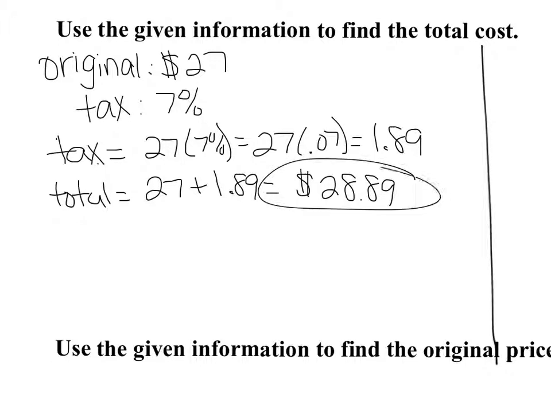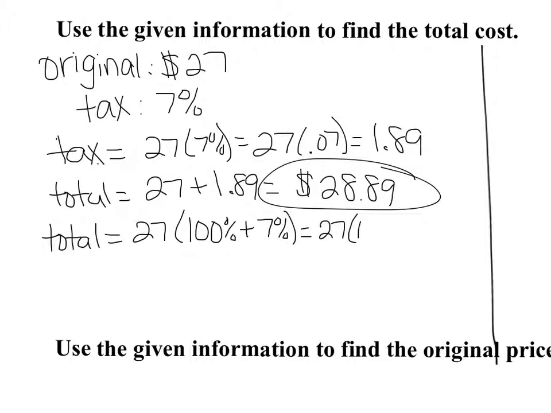$28.89. Okay, if you wanted to do it in 1 step, we could find the total by taking my original times 100%, and since it's a markup, it's increasing my price, I'm going to add whatever my sales tax was. So I'm going to take 27 times 107%, or 27 times 1 and 7/100. You're still going to get that $28.89.